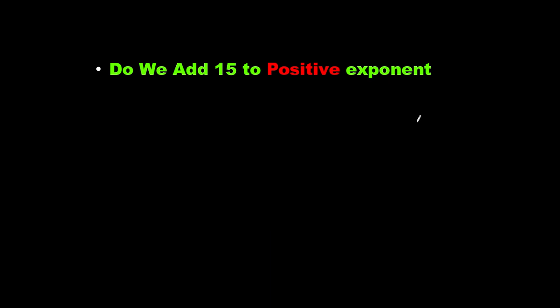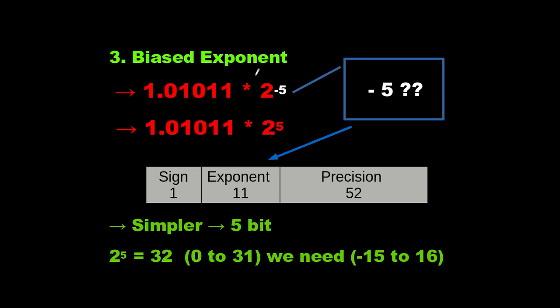And we need negative and positive numbers. Do we add the 15 to the positive? Yes, sure. Yes, so now biased exponent, we represent the negative 5 plus 15 is going to be equal what? 10.